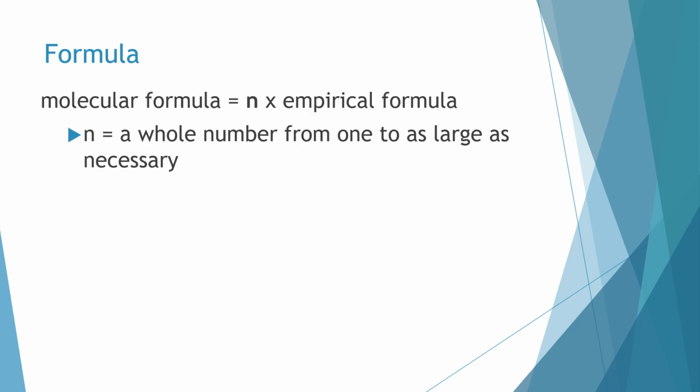We're going to use this formula here to determine our molecular formula once we have our empirical formula. This lowercase n here is a specific number that's going to be distributed through the empirical formula to get the molecular formula. And again, once you see the example, it should make sense.